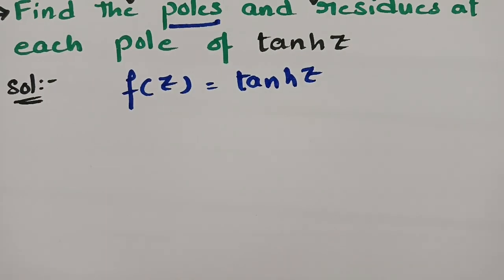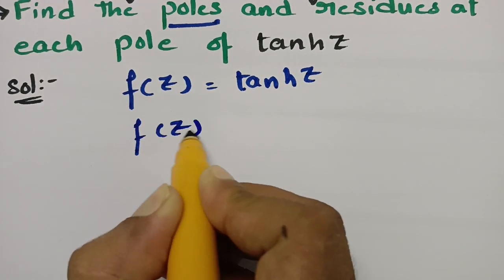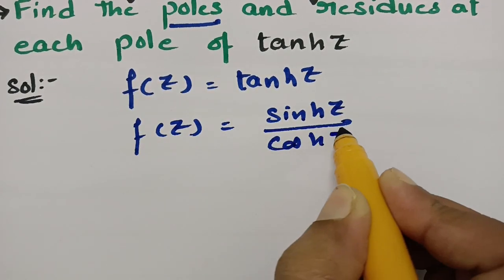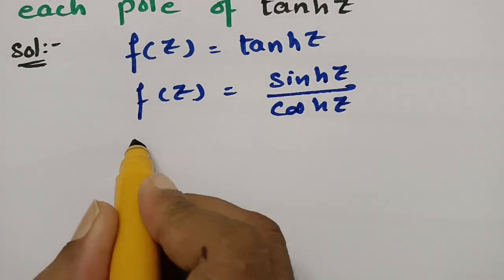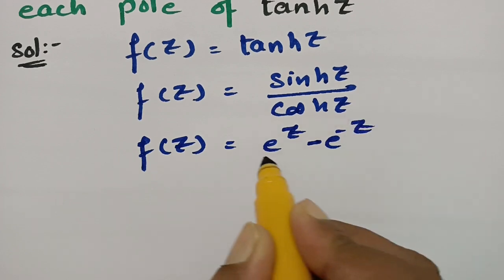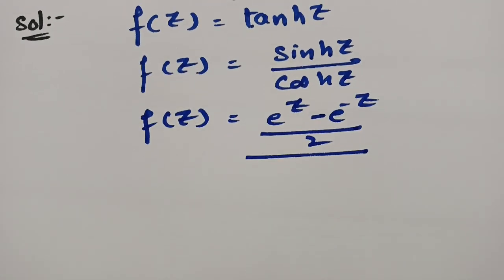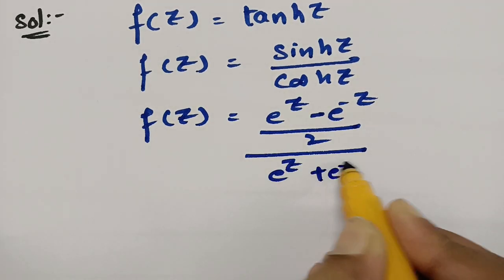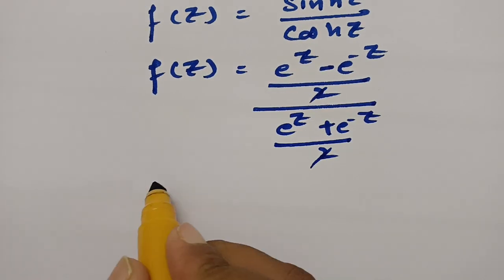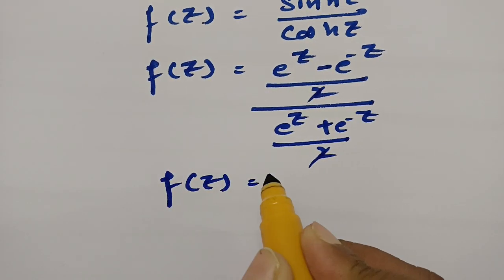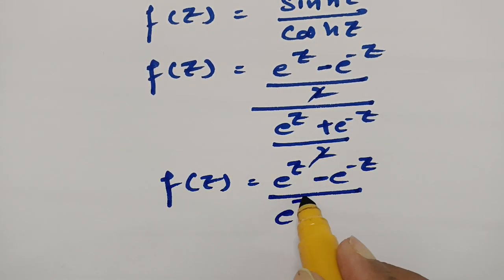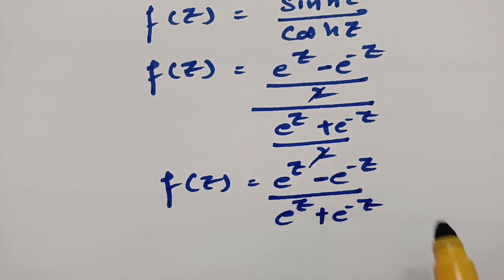So let's get started. f of z can be written as sinh z by cosh z. As it is a hyperbolic function, this can be written as f of z equal to e power z minus e power minus z by 2, and for cosh z I am writing e power z plus e power minus z by 2. Clear? If I cancel these two, f of z will be e power z minus e power minus z by e power z plus e power minus z.